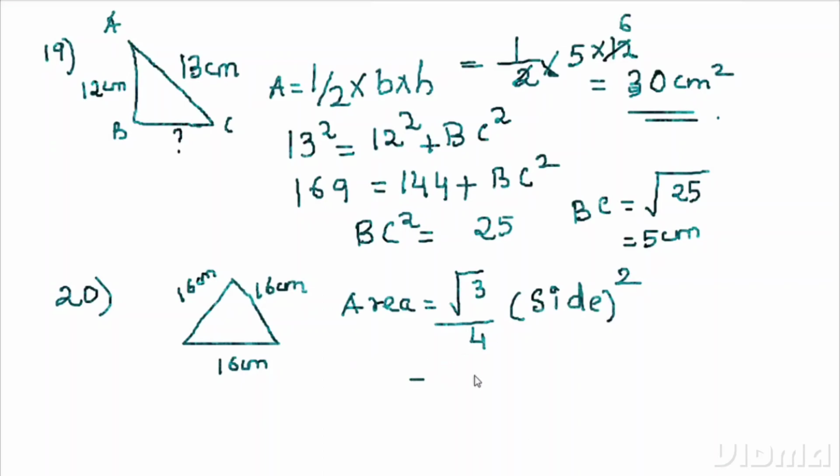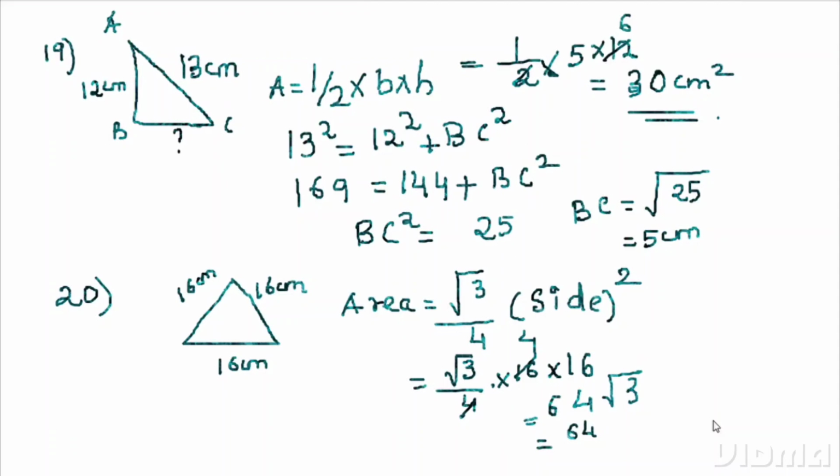So I'll just substitute that. So that gives me root 3 by 4 multiplied by side is 16 into 16. Now when I cancel 4 with 16, I'll get that as 64 root 3. And they have given you in the question to take root 3 as 1.73. So I can just substitute 1.73 instead of root 3. So if I substitute, I'll get 64 multiplied by 1.73. So that gives me 110.72 centimeter square. In the upcoming session, we will be seeing how to solve the remaining questions of this exercise.